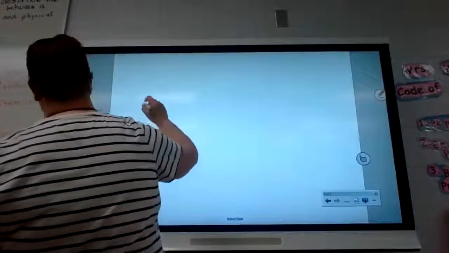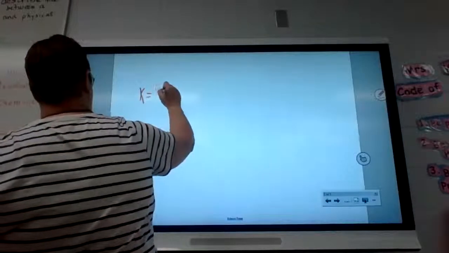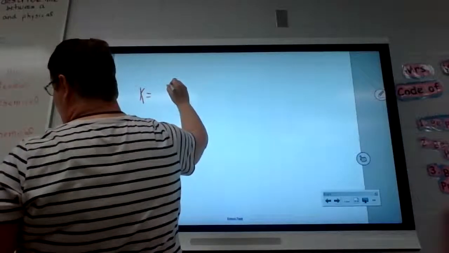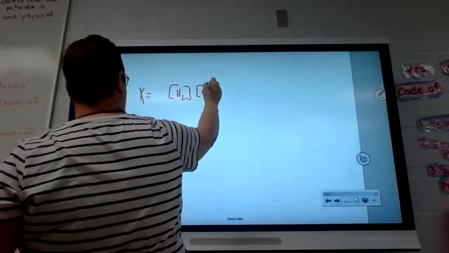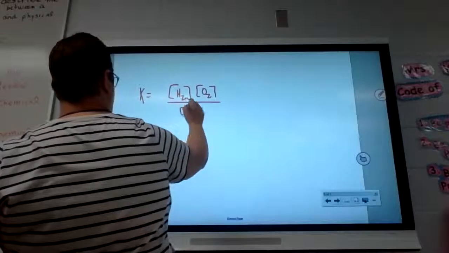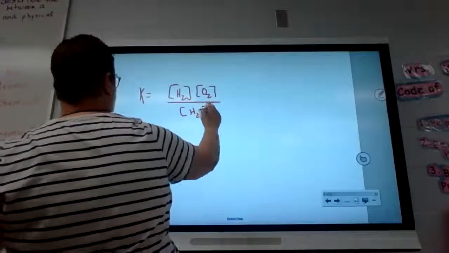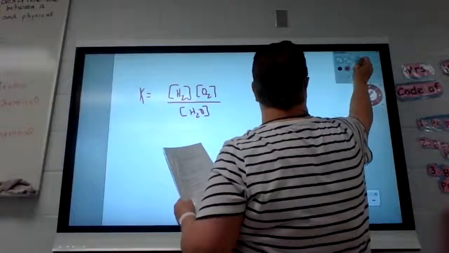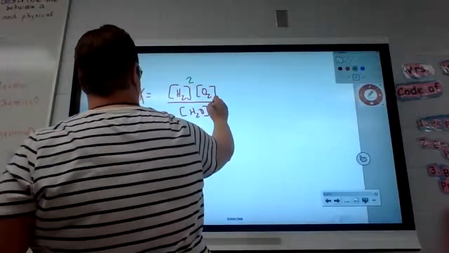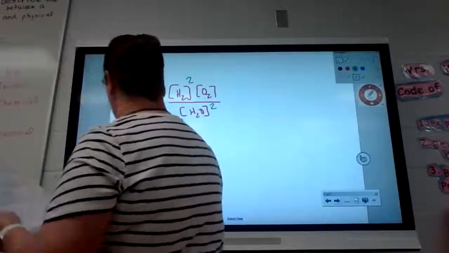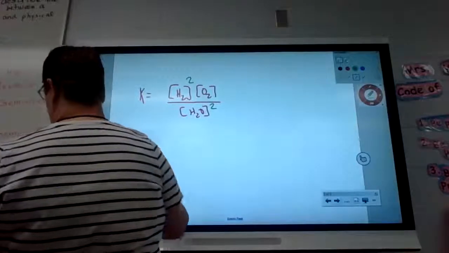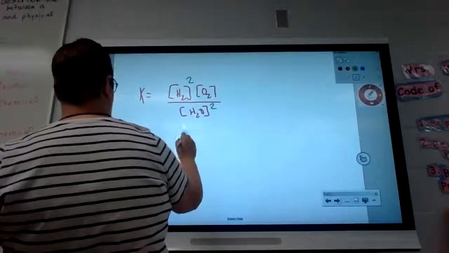This one, they're all gases, so they're staying. All right, so K equals, you have H2 times O2 as products over H2O. Oh, you've got coefficients this time. You balanced. We got a 2 here and a 2 here. Did you do that? I didn't do products over yet. That'll do it.